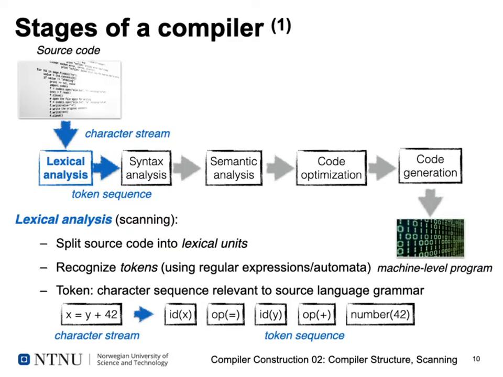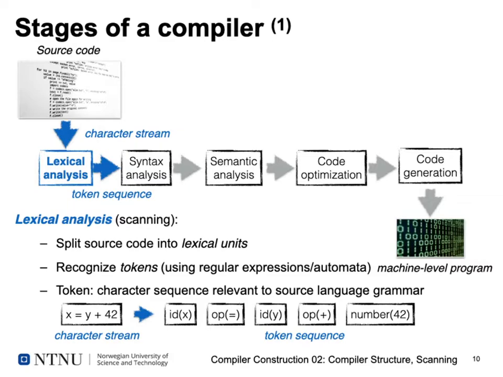Now, if we dig deeper into the stages of a compiler, this is what it looks like. So we've already seen our front end consists of lexical analysis, and then we have the syntax analysis. We have an additional step called the semantic analysis, which checks if all of the stuff we put in there makes sense. So we, for example, don't try to assign a character string to an integer variable. After that, we have code optimization, and then we have code generation.